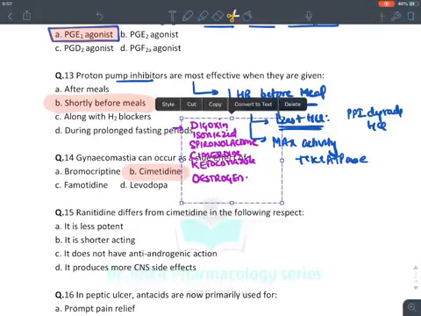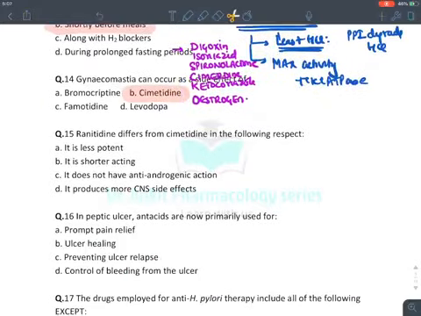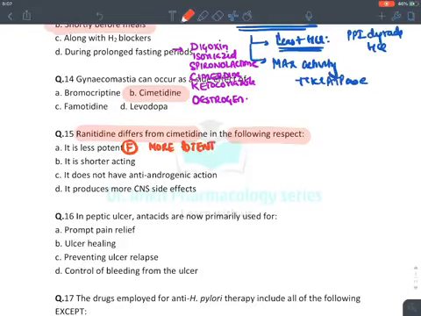Okay, gynecomastia, DISCO. So ranitidine differs from cimetidine in the following respect. So we know that only cimetidine has endocrinal side effect, they were blocking. So it is less potent, it's false. Remember, ranitidine is more potent than cimetidine. More potent means it will require lesser dose. It is a shorter acting, false. Remember, ranitidine is longer acting. But among overall, the longest and the most potent H2 blocker is famotidine. The longest and the most potent is famotidine.